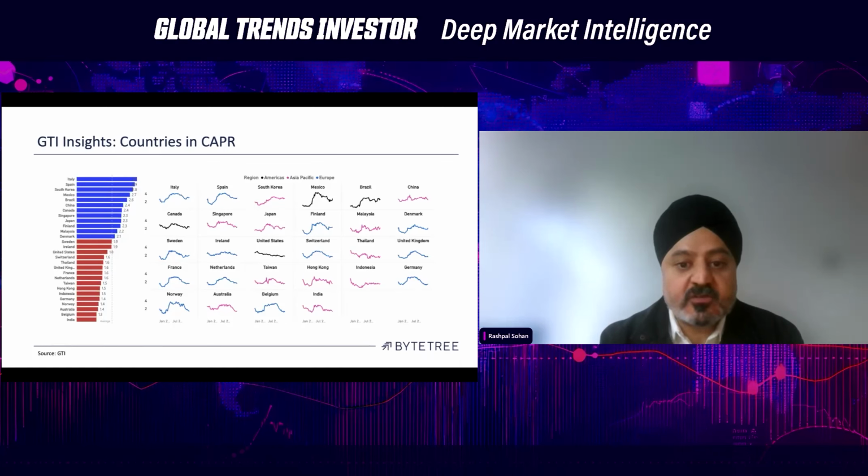What you will notice is that there's a wide divergence between countries in terms of the average trend score. This is shown in CAPR terms, so basically price relative. You will notice at the very top, we have Italy, Spain, South Korea, and Mexico, and Charlie and Kit write about this week after week. At the very bottom, we have countries like Norway, Australia, the commodity-related countries, Belgium, India. At a glance, it's very easy to see from the scoring which countries are strong and which countries are weak.